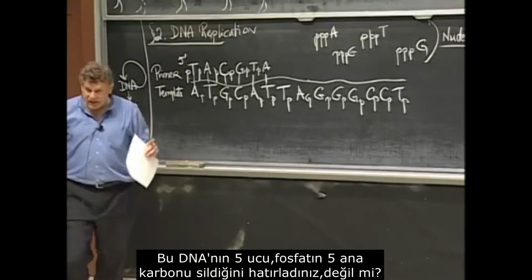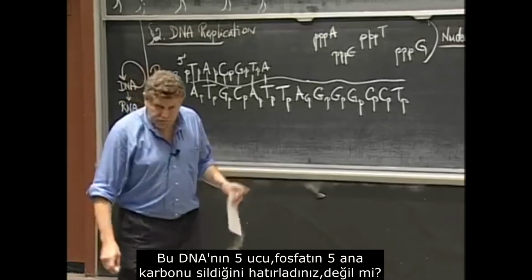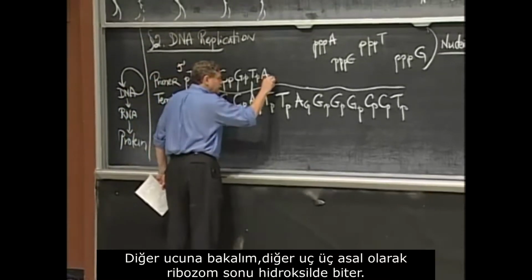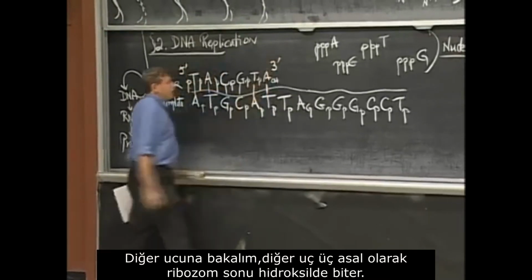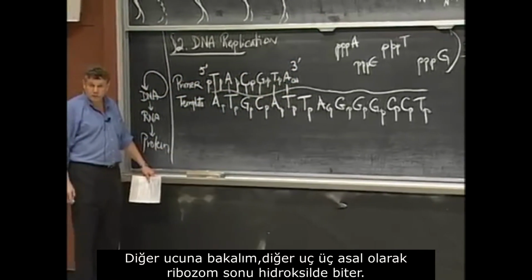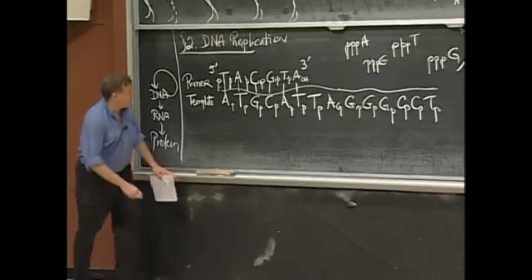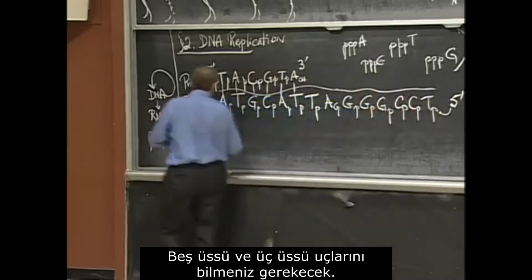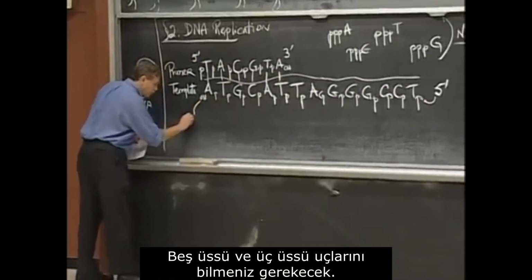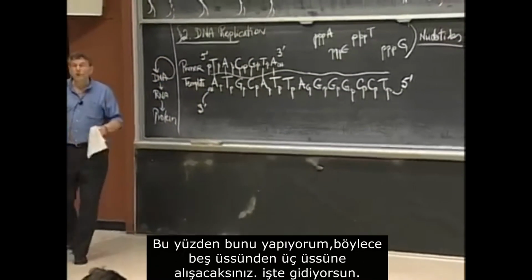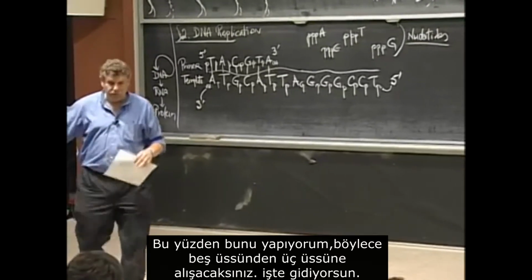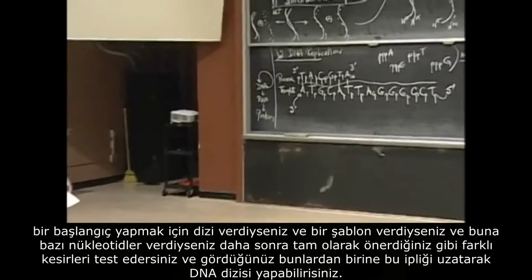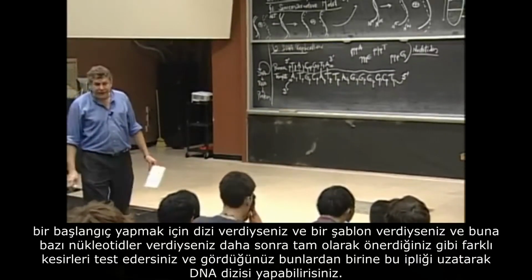Remember, the phosphate is hanging off the 5' carbon, right? What's the other end? The other end ends in the hydroxyl on the 3' end of the ribose. Since this is anti-parallel, this strand is going 5' phosphate to 3' hydroxyl. You're going to need to know 5' and 3'. So I'm doing this so you get used to 5' and 3'.